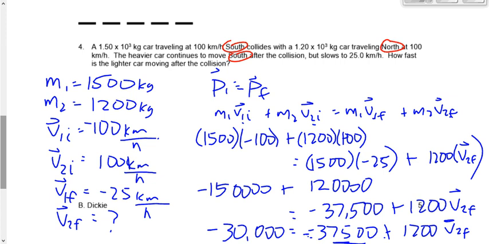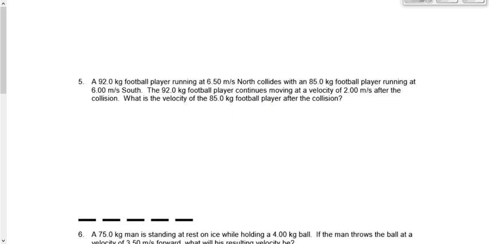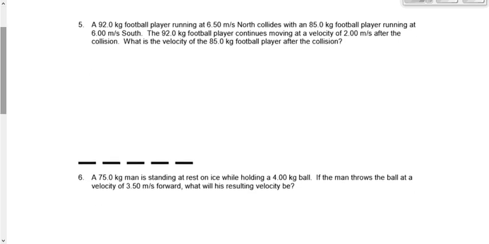Yep. All right, let's take a look at the next one. Number 6, was it? 5 that we need to go over? 4, 5, and 7 it was? Okay, number 5 says a 92 kilogram football player running at 6.5 to the north collides with an 85 kilogram player running to the south. What's the velocity of the 85 after the collision? 92 kilograms, we'll call it M1, and 85 kilograms, call that mass 2.